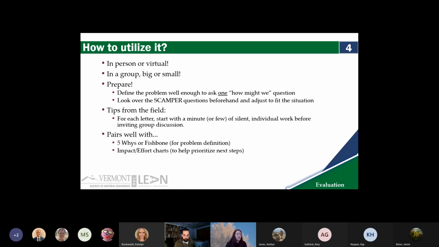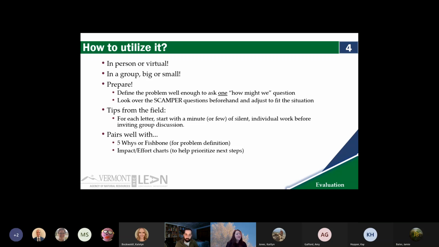And then I would recommend looking over those Scamper questions beforehand and basically adjusting the language a little bit to fit your questions. And we did this as well because, again, they're a little bit skewed towards a product or sort of assembly line process, manufacturing process. So having those questions tweaked a little bit before you go in to facilitate can help save the group a little bit of confusion, and just get them started a little bit quicker.